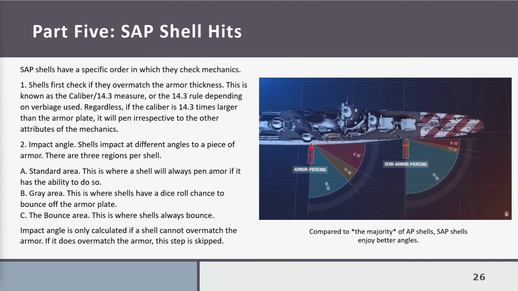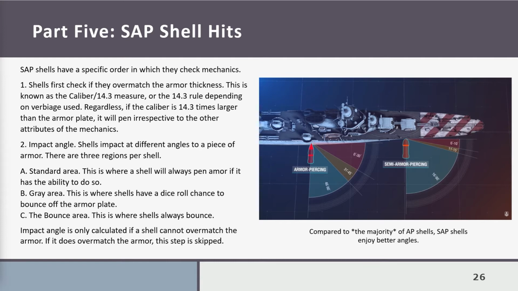But on the right-hand side here, we see that there's actually a much bigger difference in where they can ricochet. So compared to the majority of your AP shells, SAP shells have a 16 to 90 degree field where they can penetrate, which is massive compared to the 46 to 90. They have a 5-degree window of a gray area, and then the bounce area is only 10 degrees.